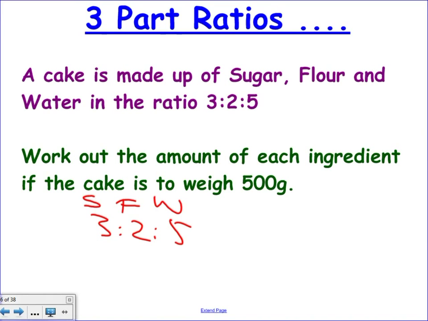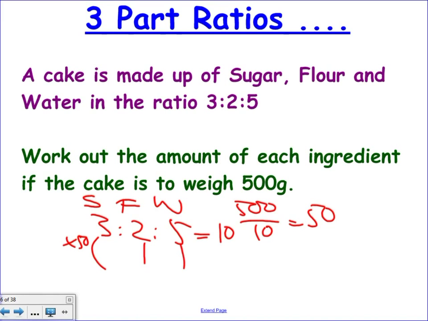What sort of question am I answering now? Add them all together. Good, it's a total one. So I've got 500 as a total, and as Carol says, we add them up together, we end up with 10. We then work out what one part is worth by dividing by 10, and that gives me 50 grams per part.